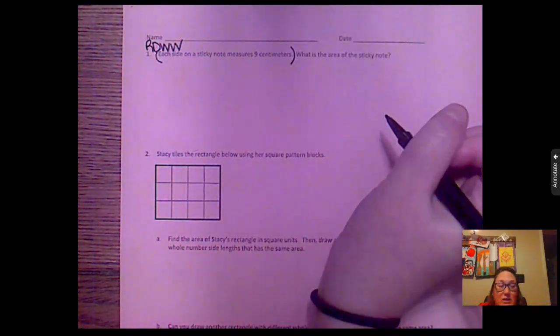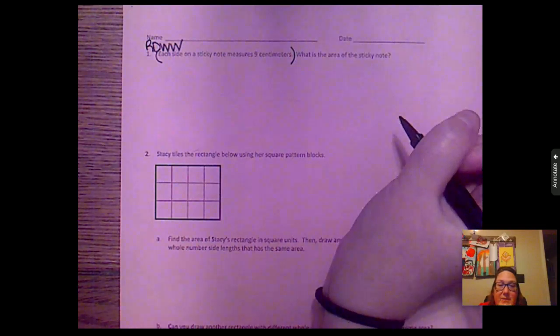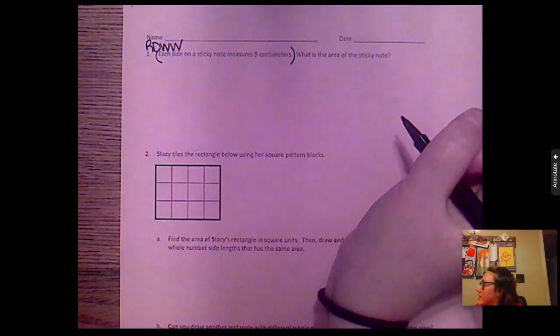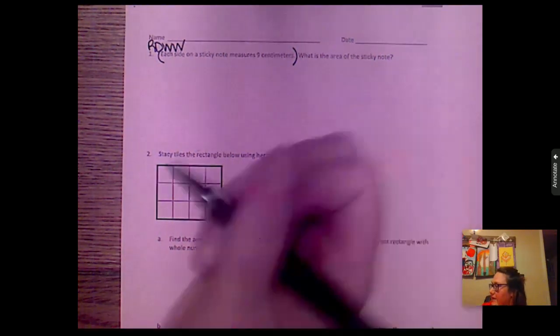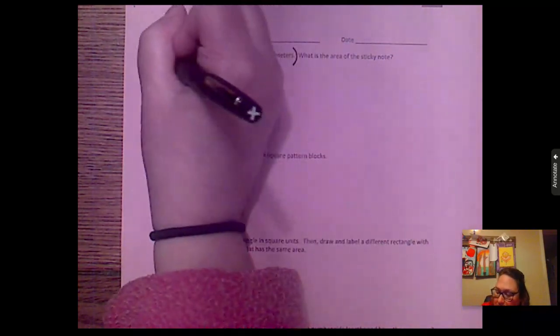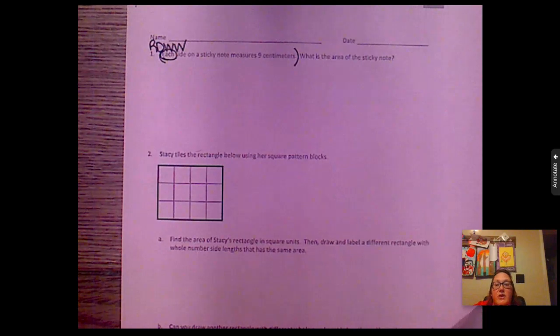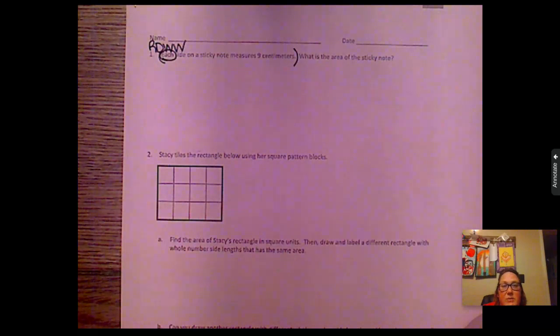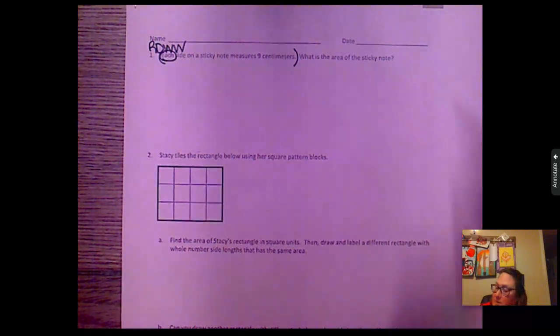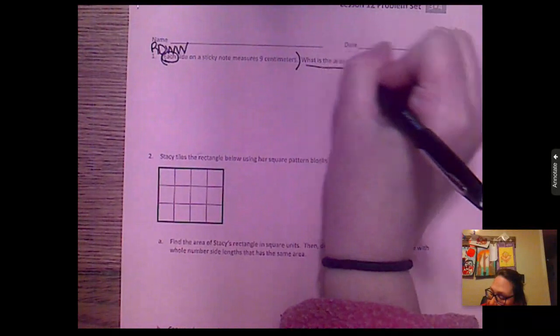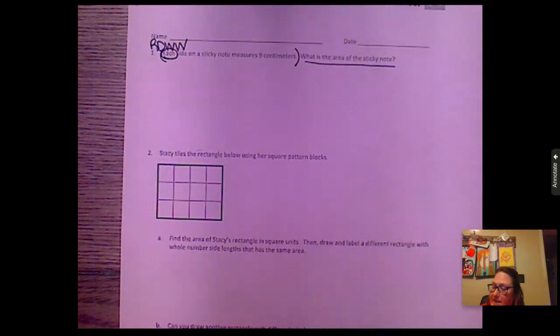I have that clue word there. What's that clue word that I have there? Each. And I don't have my highlighter right here, so I could grab it, but I'm just going to circle that just so we see it. So you boys and girls, go ahead and highlight that word each, or if you don't have a highlighter on hand, just go ahead and circle it so we can make note. Okay, and then we want to know what is the area of the sticky note. All right, so there's our read.